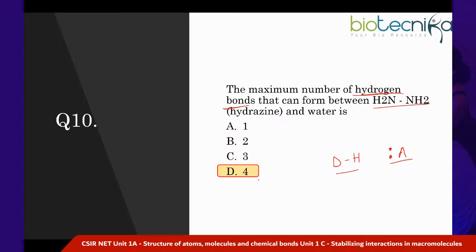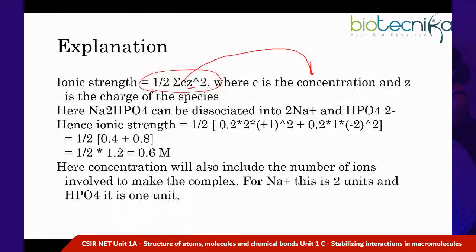No, it won't be 0.3. You can see the explanation over here. It will be 0.2, that is the concentration, then into 2, because 2 sodiums will be there, and plus 1, 1 to the power 2. And here you have 0.2, that is the concentration, then 1, because only one ion is there.